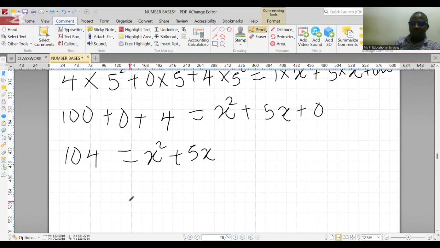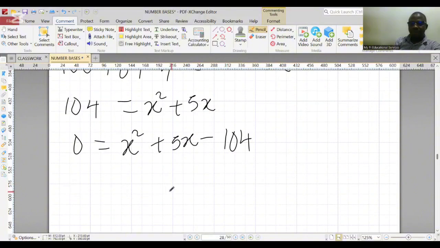So let's equate everything to 0 by taking 104 to the other side. So we have 0 equals x squared plus 5x, and when you take 104 to the other side, that becomes minus 104. So this can be written as x squared plus 5x minus 104 equals 0. So this is now a quadratic equation. Let's factorize this to find the value of x.